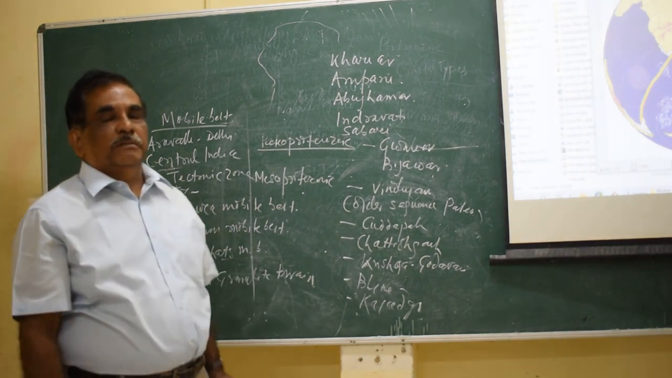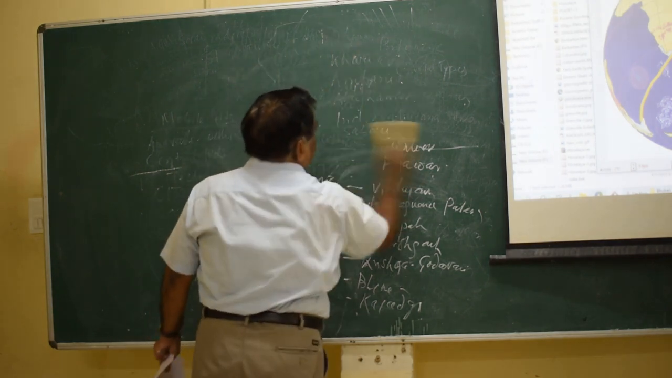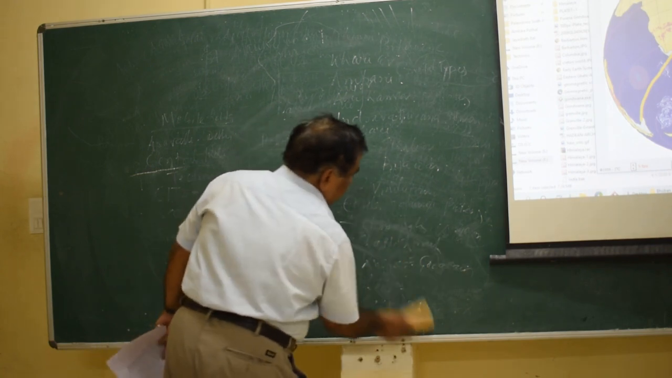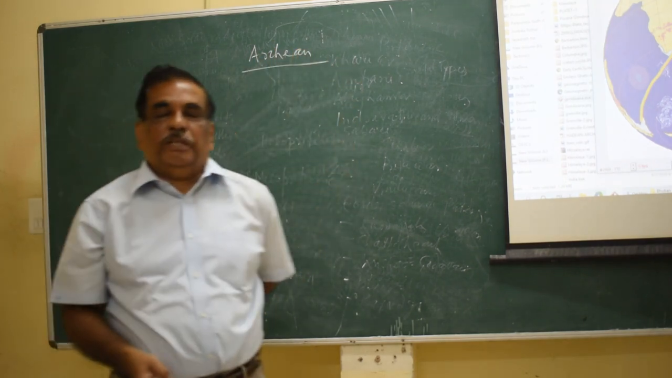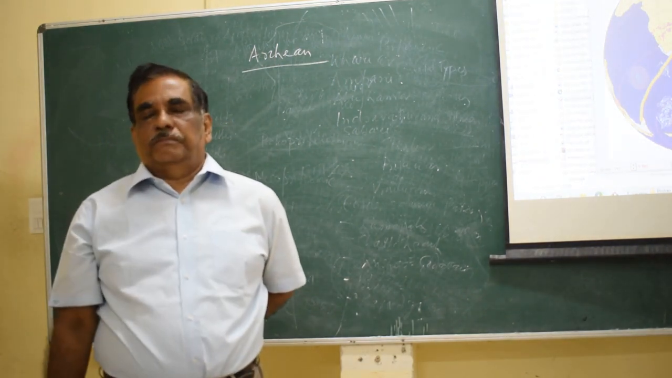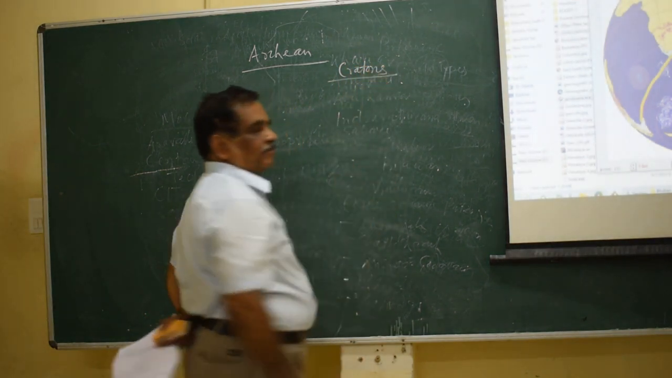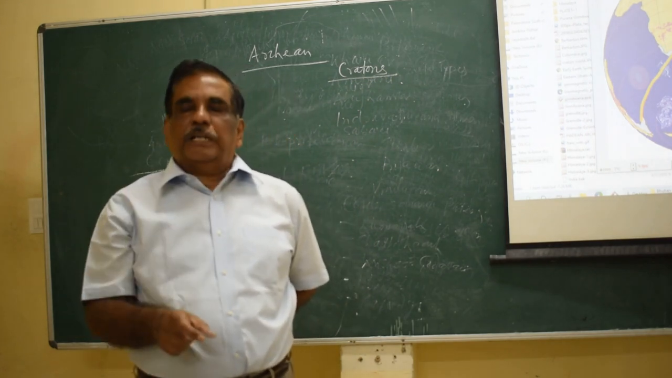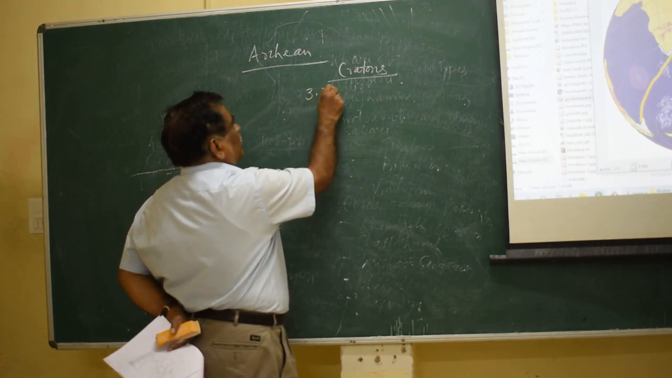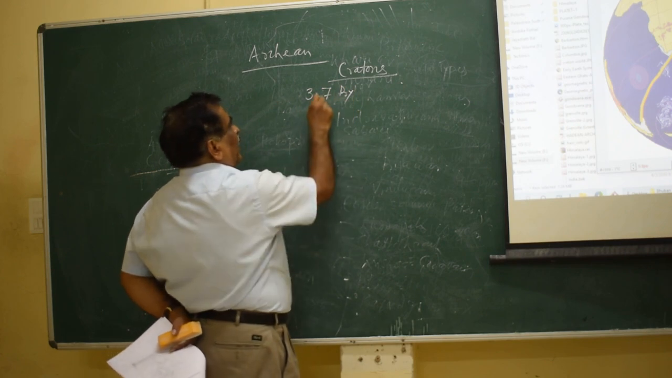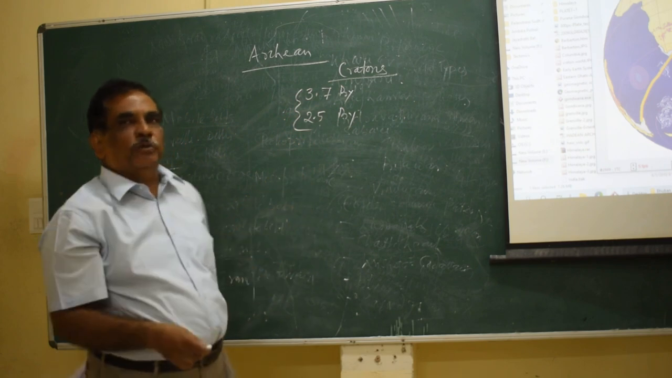So these are the platforms, these are the mobile belts. Now what I was asking you, if you go back to Archean, those things were not there in the Indian subcontinent, because during Proterozoic time all these things will develop. During Archean time, you have these cratons. Whatever areas are Archean areas are called cratons. What is the Archean time scale? The oldest rock in India is, I told you, 3.7 billion years, and the limit is 2.5 billion years. Whatever rocks you find in this period are called craton.